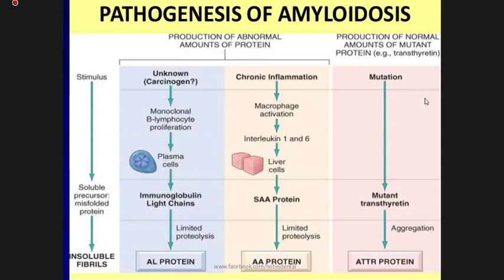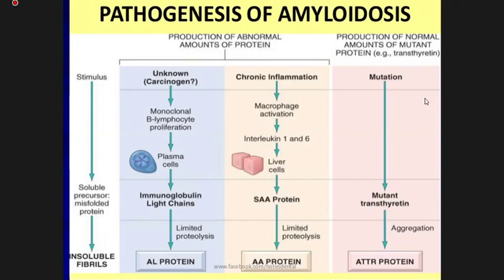The same goes for chronic inflammation with reactive amyloidosis. When you have chronic inflammation, with activation of macrophages, there will be an increase in production of your SAA protein, or serum amyloid associated protein. Also in high amount, there will be limited proteolysis, and it will be misfolded or aggregate with each other, and form fibril AA protein.